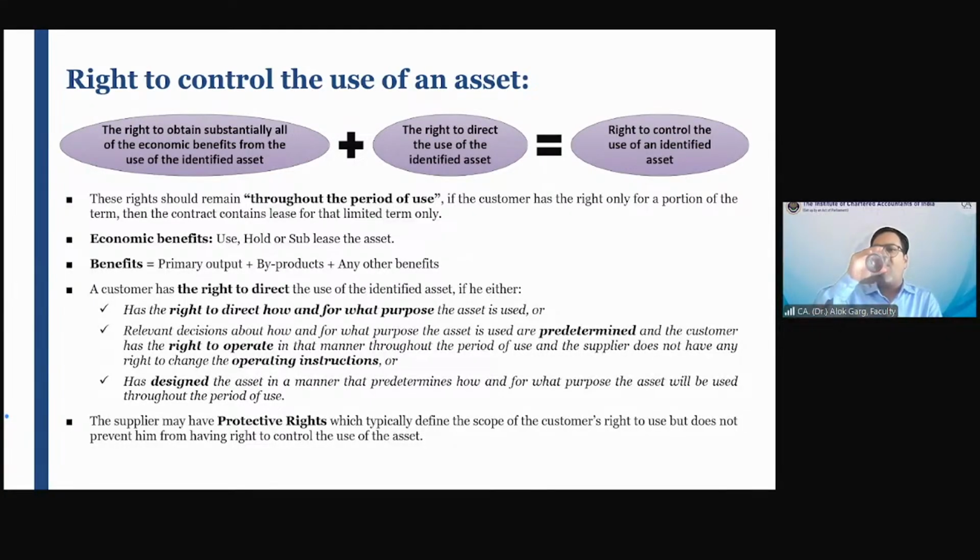Because the lessor is only simply saying to use the asset carefully. So it is a protective right. Right, sir. So basically, he has to get the property back in a good condition.